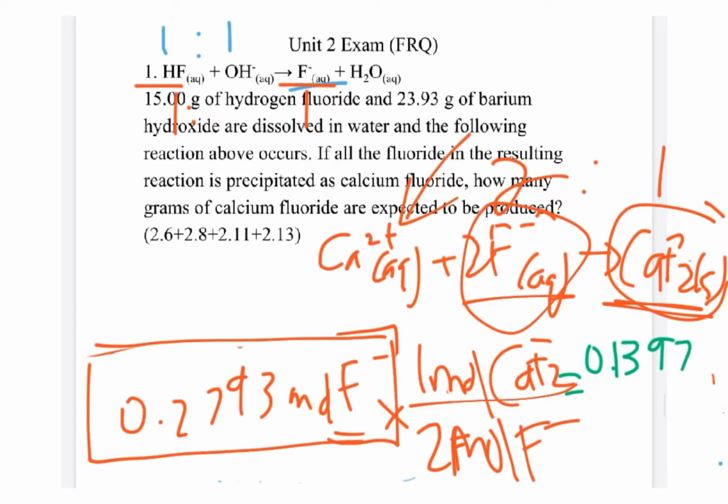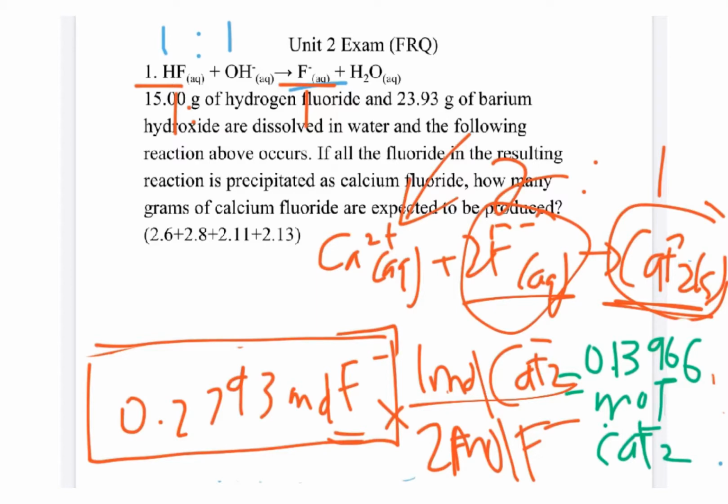0.1397, or we could keep one more sig fig. We could say 0.13966. And notice how we have to keep 4 sig figs, so we underline the 4th digit. So we have this many moles of calcium fluoride.